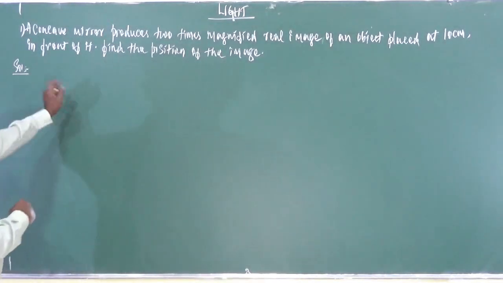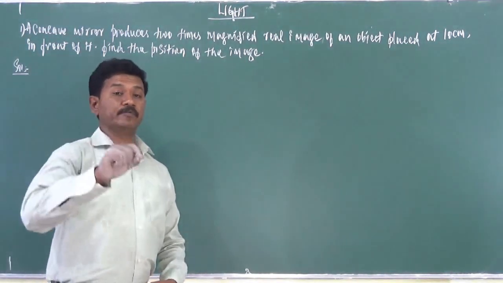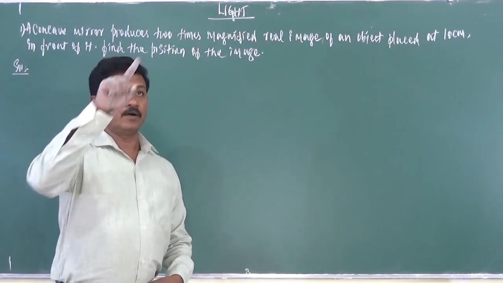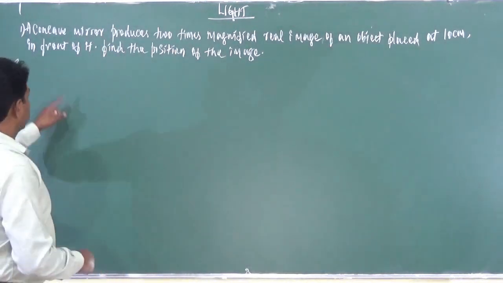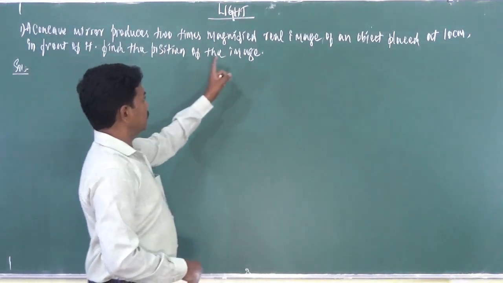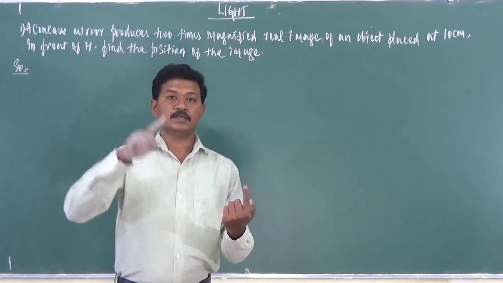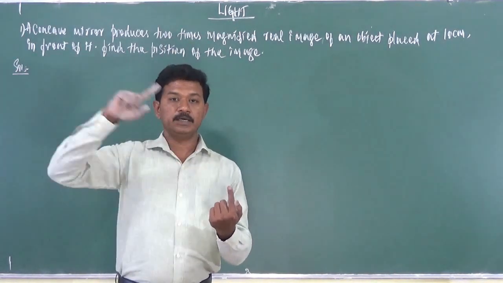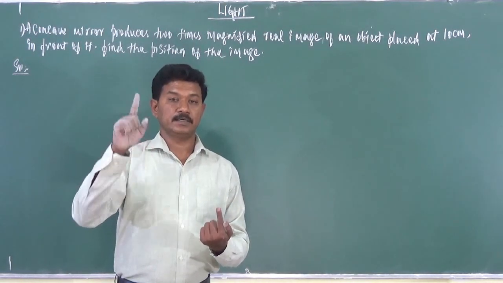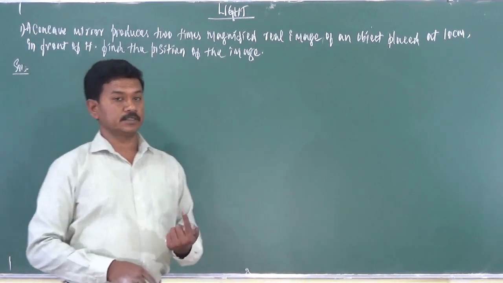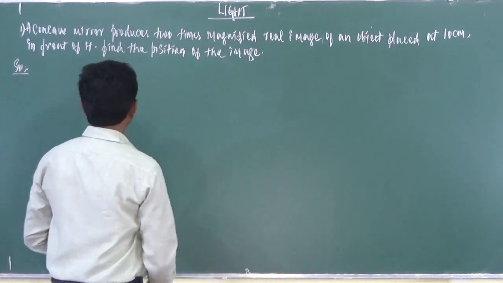So the first problem goes like this: a concave mirror. When you read the mirror, what type of mirror is that? The mirror should come into your mind. Okay, concave mirror, outer surface is silvered and inner surface is reflecting. A concave mirror produces 2 times magnified real image. In the sense, the object is smaller but its image is very big. So object is small, image is very big. This happens in the case of a real image, that is in the case of concave mirrors, right? Magnified real image of an object placed at 10 centimeters in front of it.